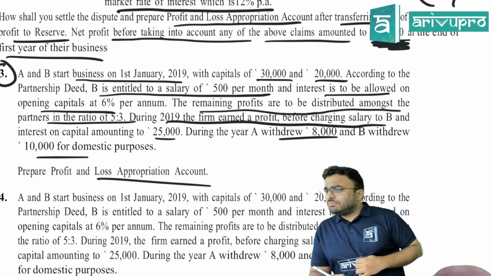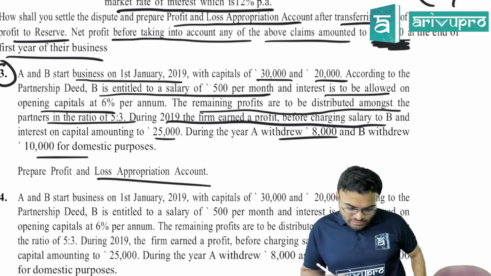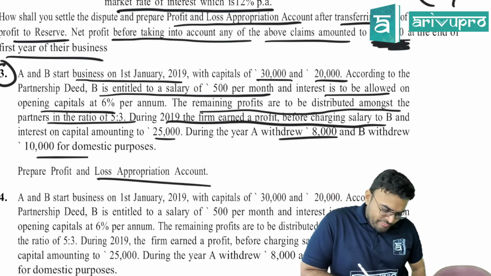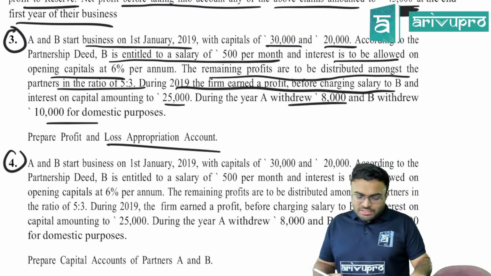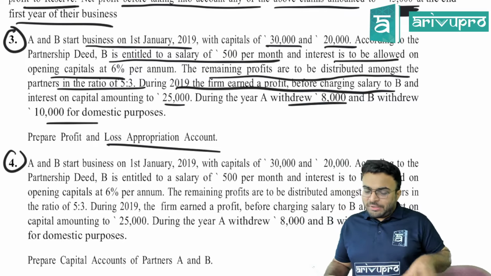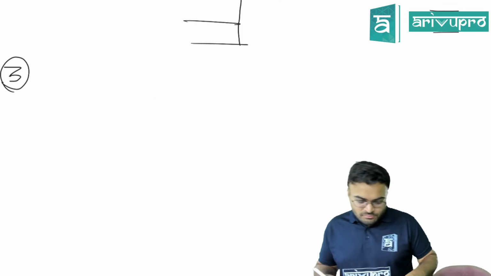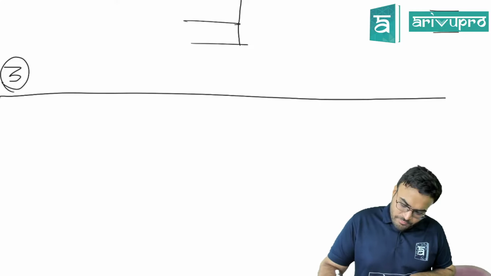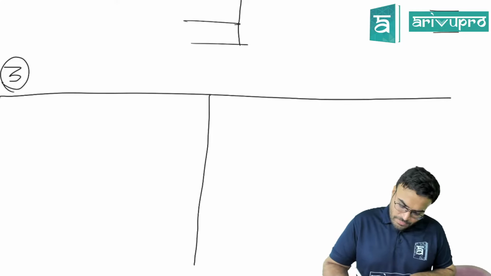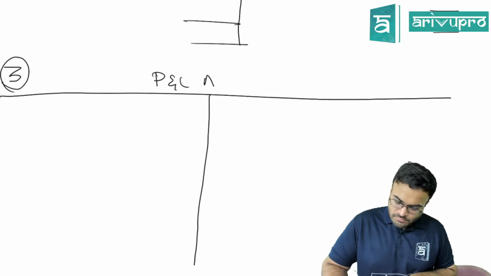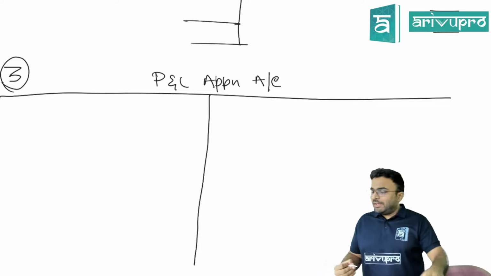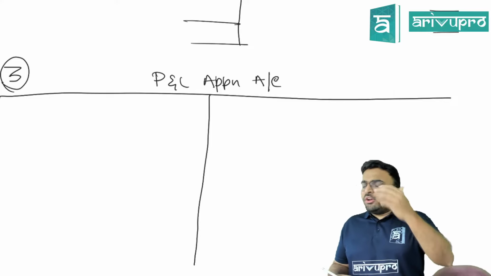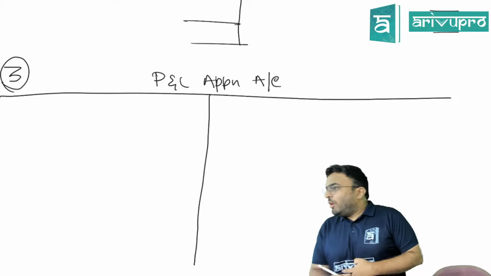I think we had the same question. Question number 1, question number 3 and question number 4 are all the same, but in the first one they asked journal entries. Now they are asking you P&L appropriation, then partners' capital account. Because we prepared journal entries yesterday, it is easier for us to prepare the P&L appropriation. Okay, you look into your journal entries. Yesterday you passed journal entries, no? What was the first journal entry?